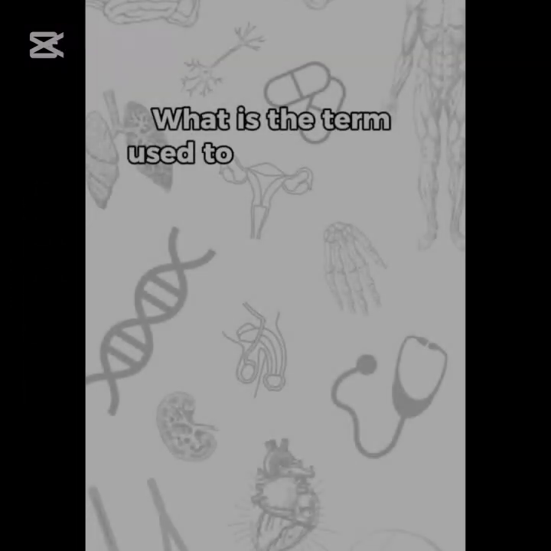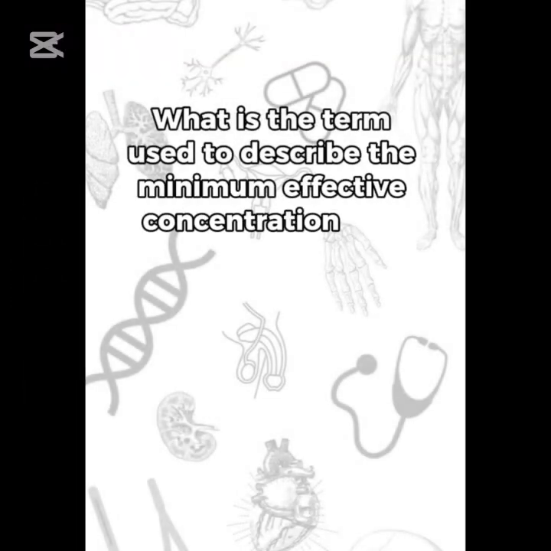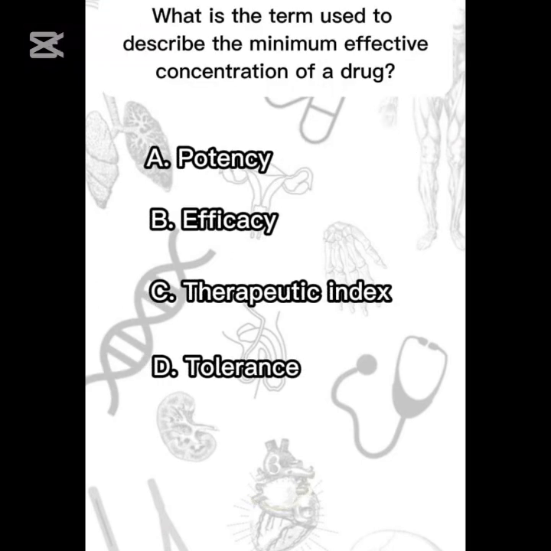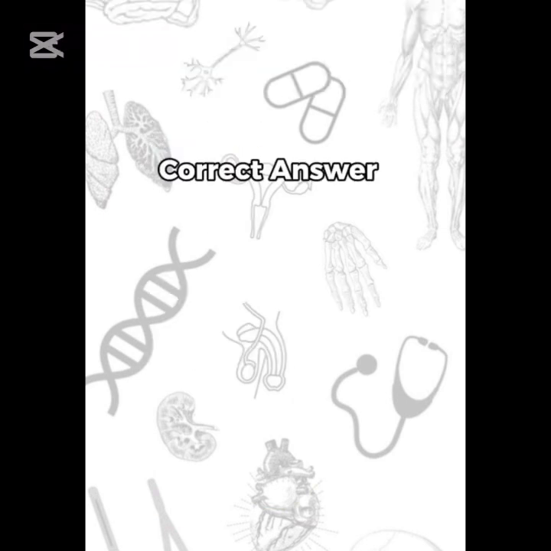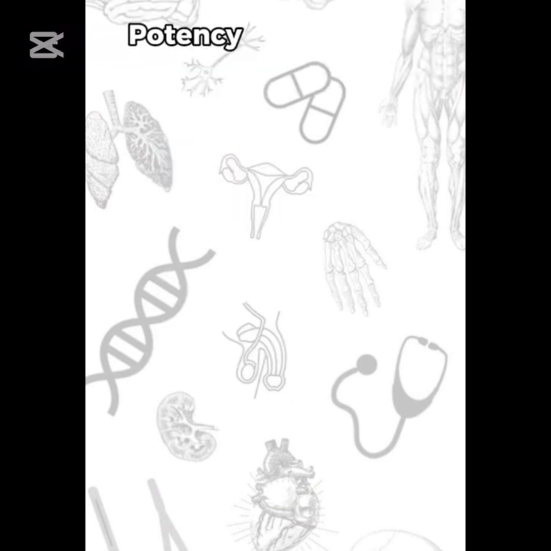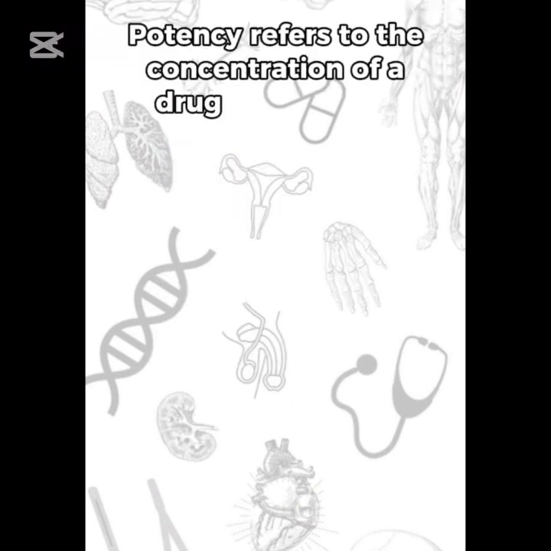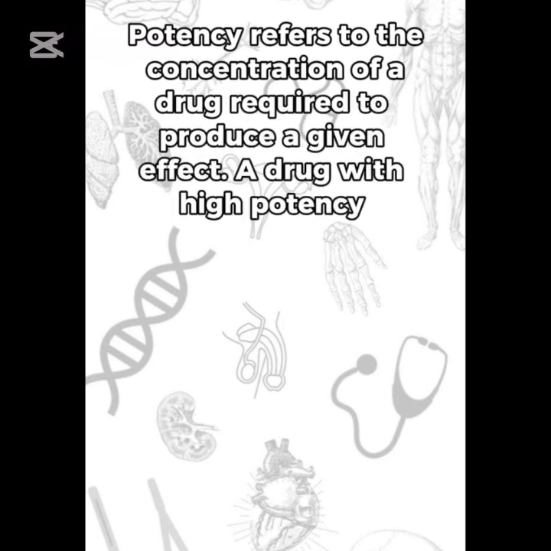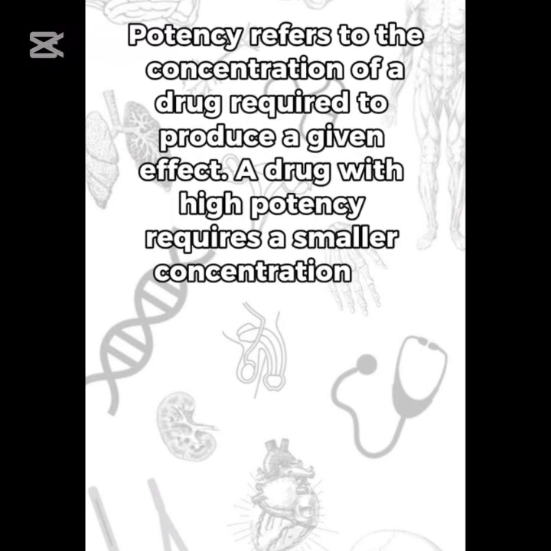What is the term used to describe the minimum effective concentration of a drug? Correct answer, potency. Potency refers to the concentration of a drug required to produce a given effect. A drug with high potency requires a smaller concentration to achieve a desired response.